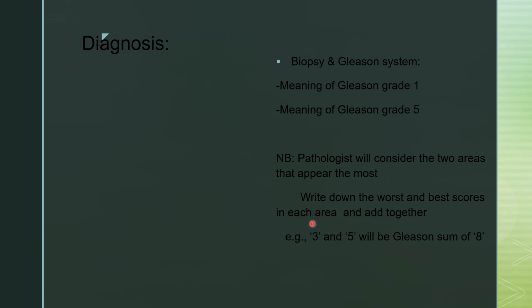Because whatever you find on the left, when it is Gleason system, whatever you find on the left means that is the grade that is the most common. Whatever you find on the right, that is the grade that is least common. Let's move on.